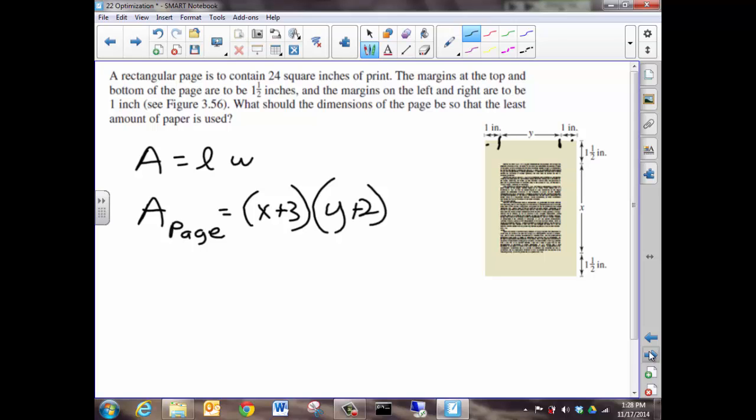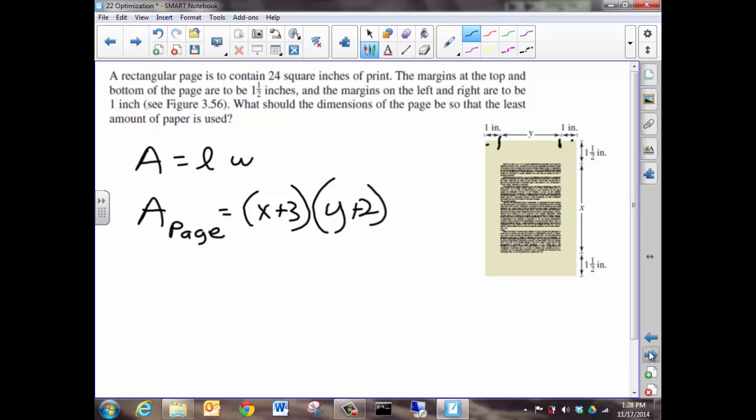So that's the area of the page, and we want to minimize that, right? It says so that the least amount of paper is used. So we need to find for what value this is a minimum. Yes, sir. Well, for the least amount of paper to be used, what does that mean? That means the dimensions of this page. So we use the smallest amount of paper, the whole overall page.